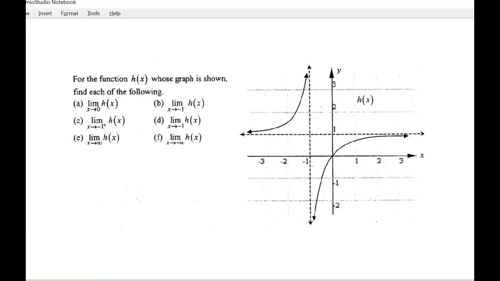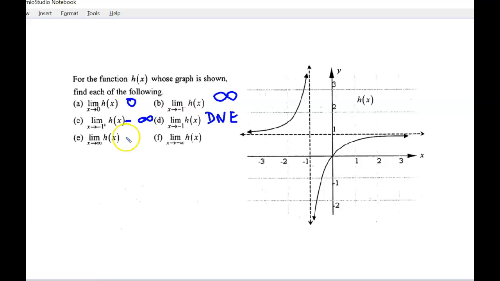Okay, taking a look at our answers, the limit as x approaches 0: as x goes to 0 from the left and the right, the graph is approaching 0. The limit as x approaches -1 from the left is going up towards positive infinity. From the right, it's going to negative infinity. Therefore, the limit as x approaches -1 does not exist.